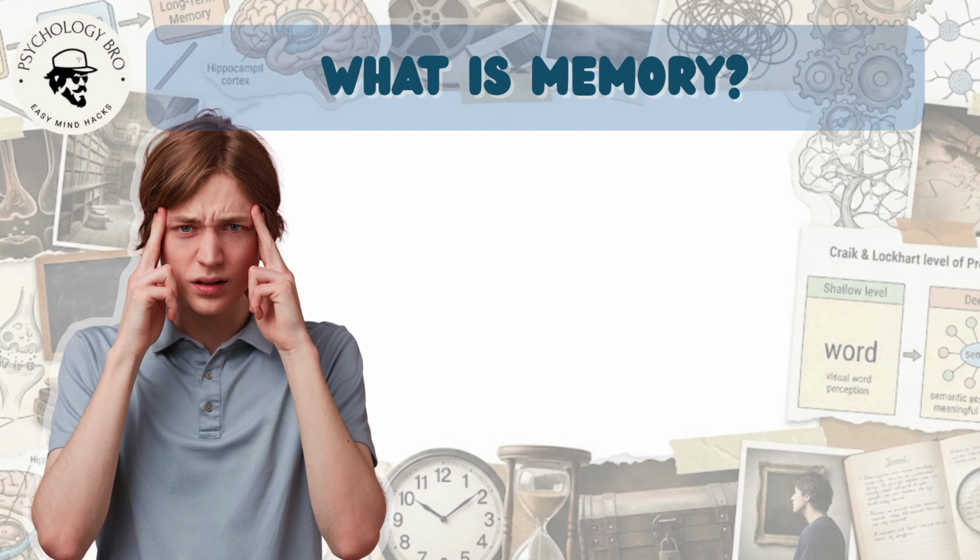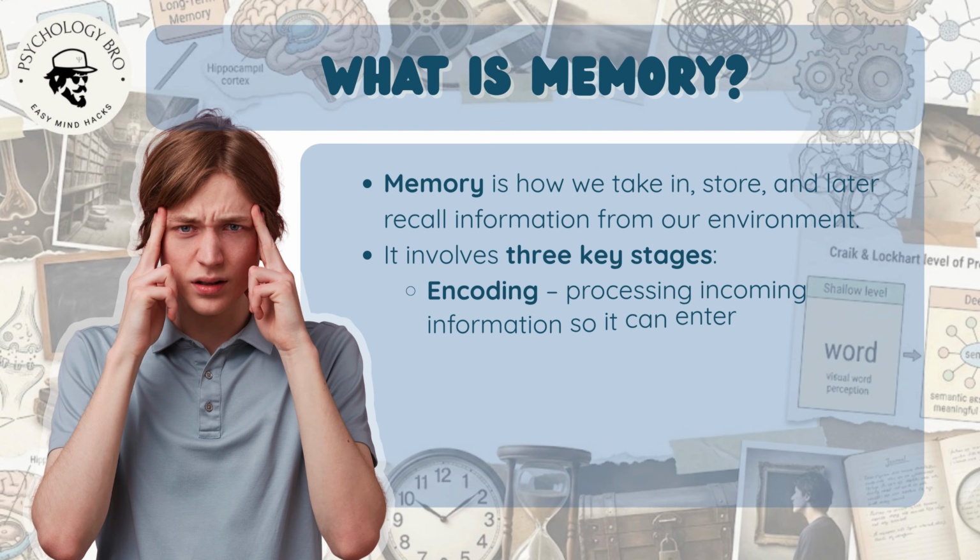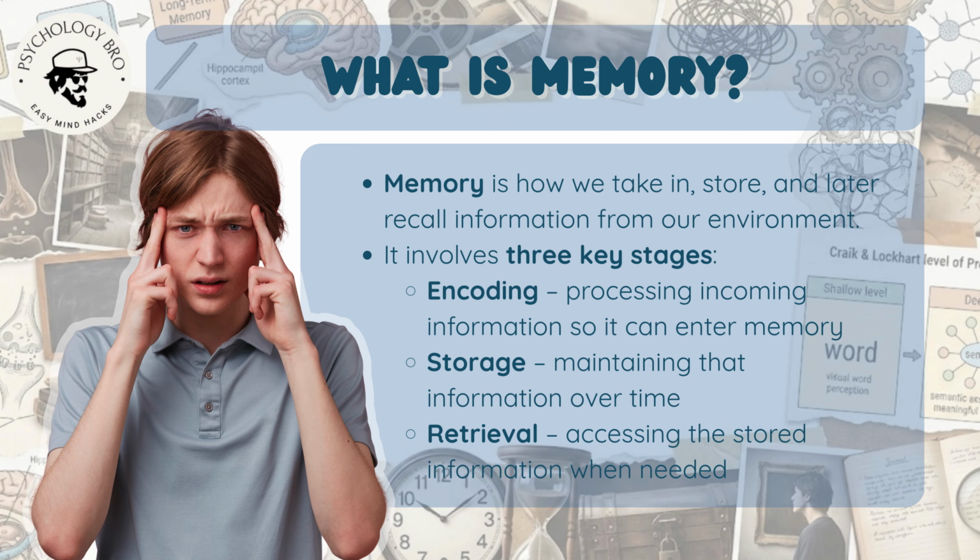First things first, what actually is memory? Simply put, memory is how we take in, store, and later recall information from our environment. To make this happen, memory relies on three key stages. Encoding. This is processing incoming information so it can enter our memory. Storage. This is maintaining that information over time. Retrieval. Accessing the stored information when you actually need it.